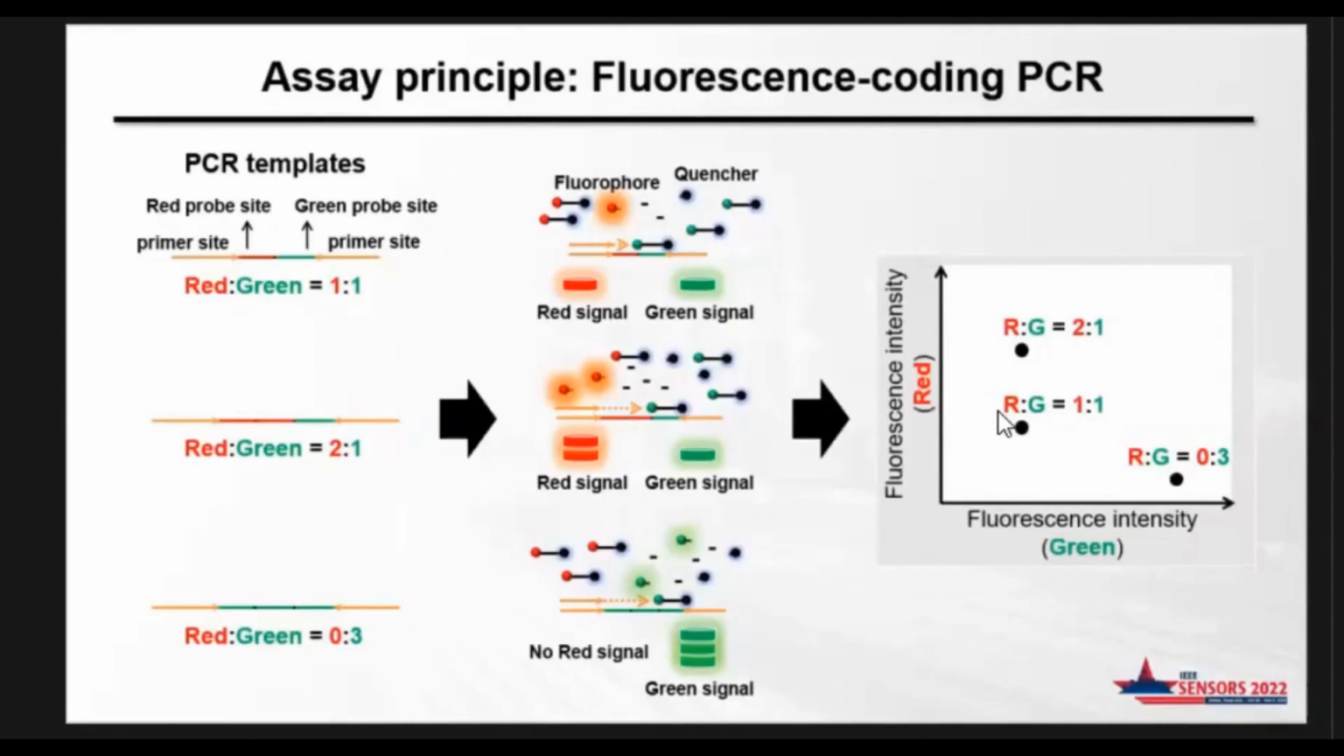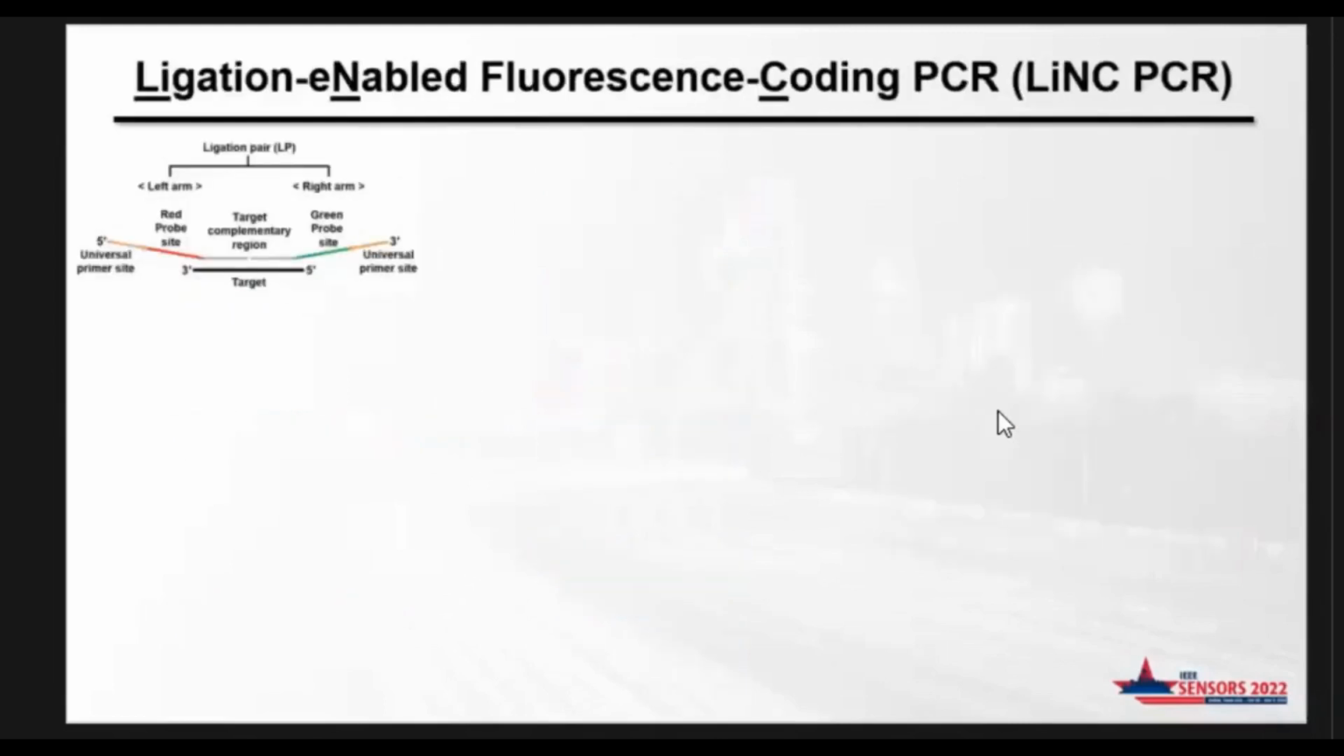So to apply this fluorescence-coding PCR concept for multiplex target detection, we have developed ligation-enabled fluorescence-coding PCR, or dLiNC PCR. So in this assay, we have a ligation pair that has a target complementary region, a universal primer, and TaqMan probe binding site. So in the presence of target sequence, this ligation pair will be ligated, and this ligation product can be further used as a fluorescence-coding PCR template.